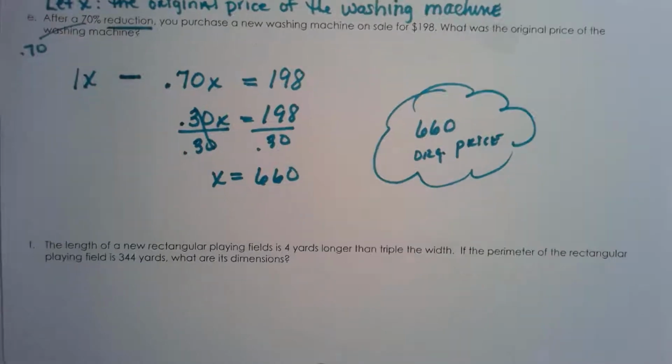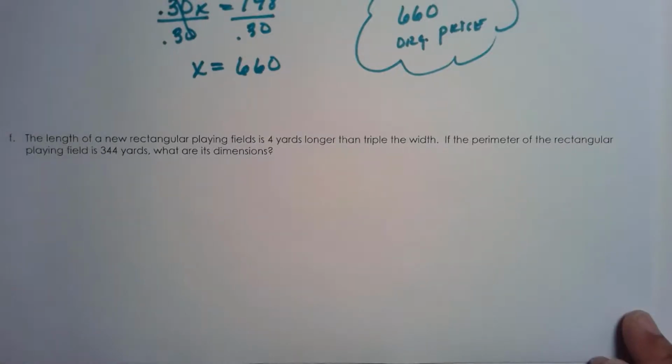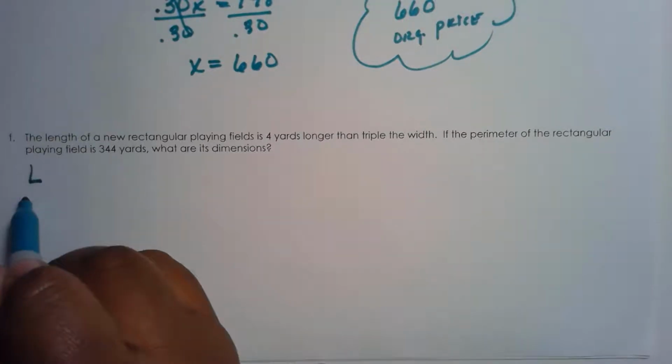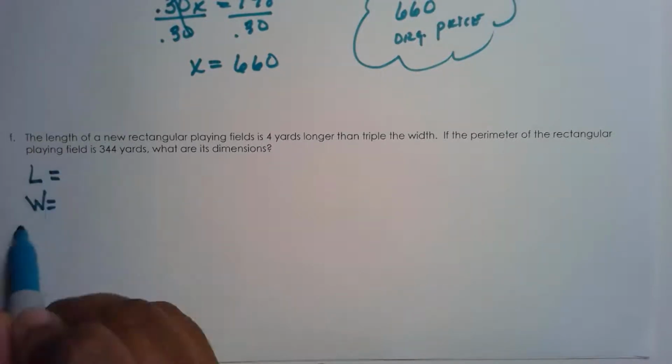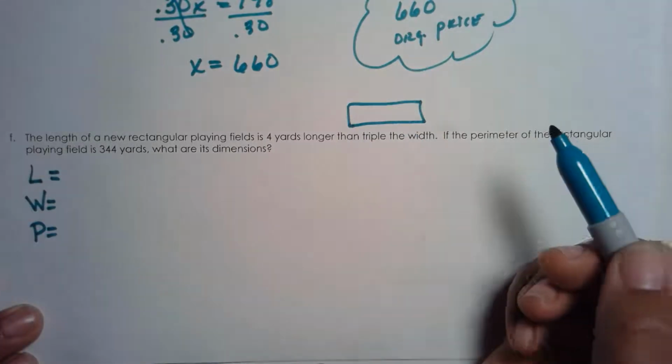Next example. We have here: the length of a new rectangular playing field is 4 yards longer than triple the width. If the perimeter of the rectangular playing field is 344 yards, what are its dimensions? So it's asking us to find the length and the width. That's what it's asking, the dimensions, when we're talking about a rectangle.